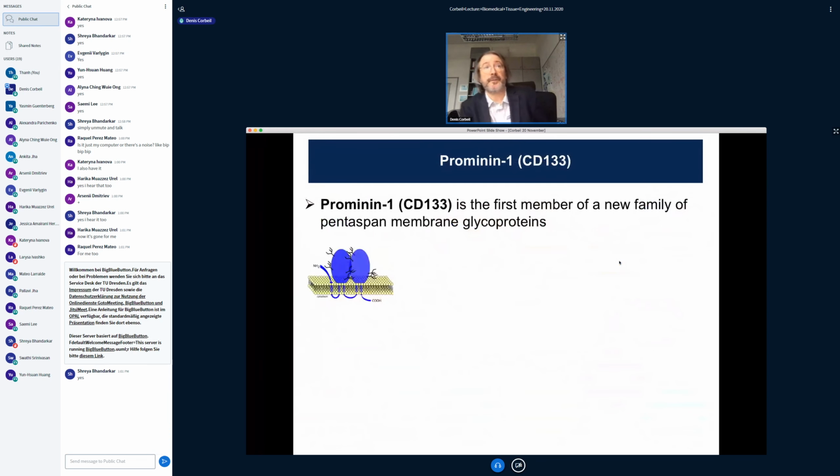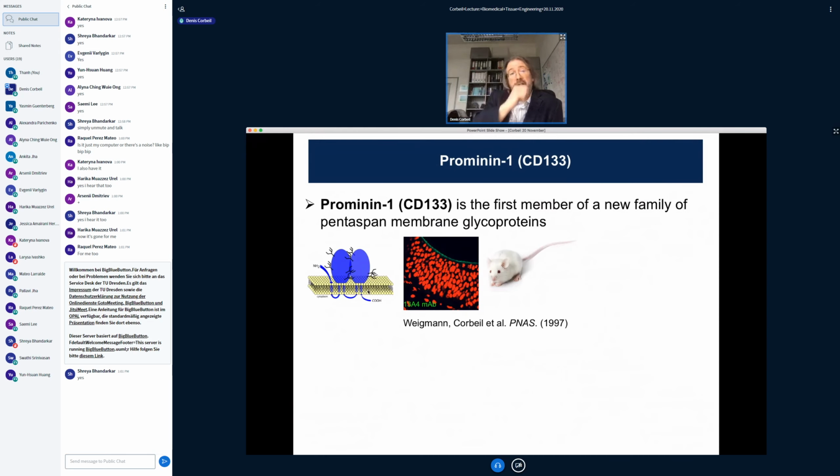So what do we know? It turned out that prominin-1 is the first member of a new family of pentaspan membrane glycoproteins, meaning with 5 transmembrane domains. In our case, we found this molecule in 1995 as a marker of the neuroepithelial cell. As you can see here, these cells, as you know, will generate all the neurons and glial cells that we have in the brain.